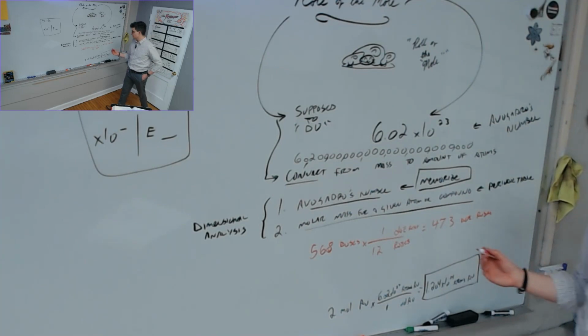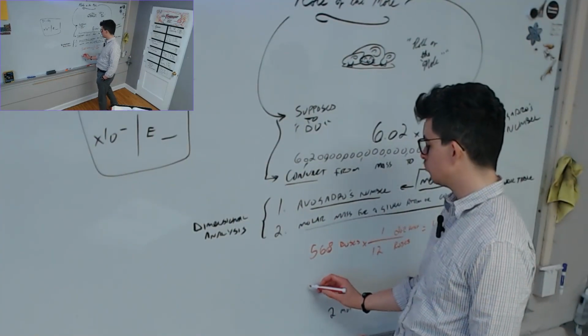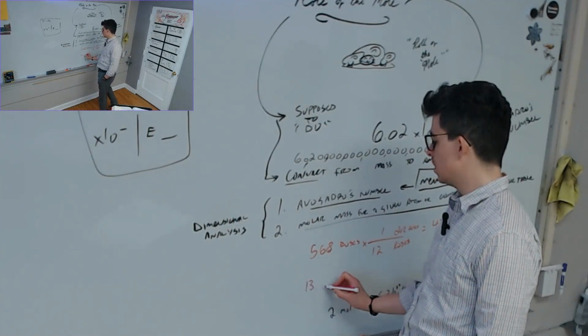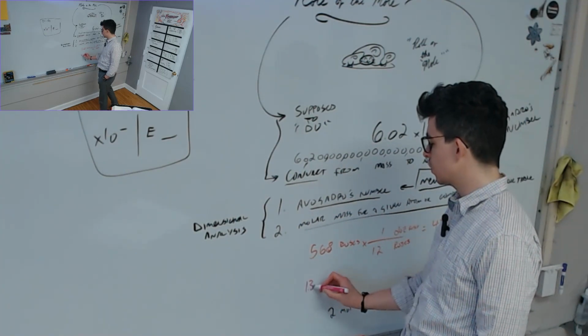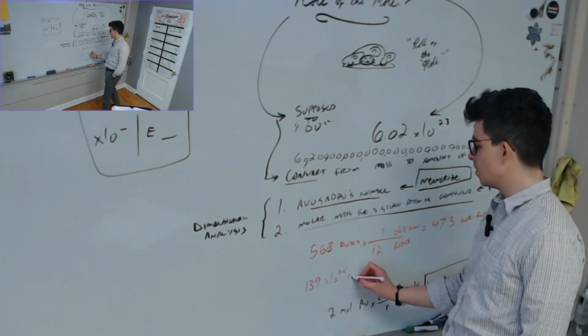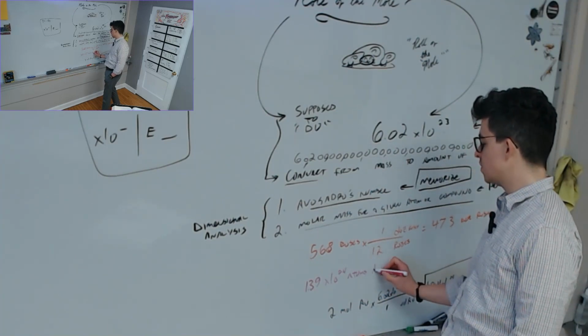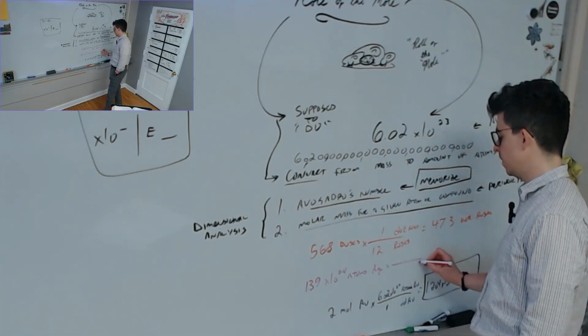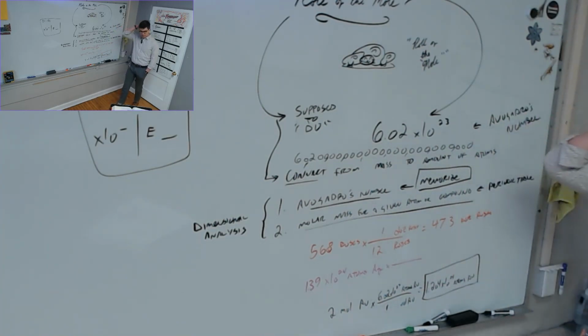In the same way, we can do it with, let's say we have 1.7 0.39 times 10 to the 24th atoms of silver. We like silver. I have my conversion bar already. What should I do next?